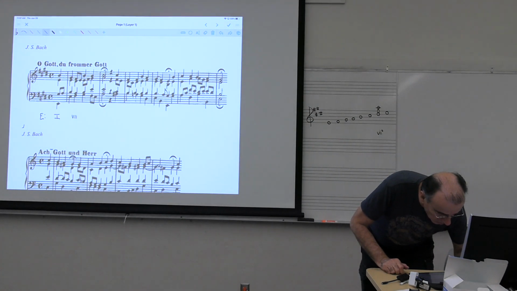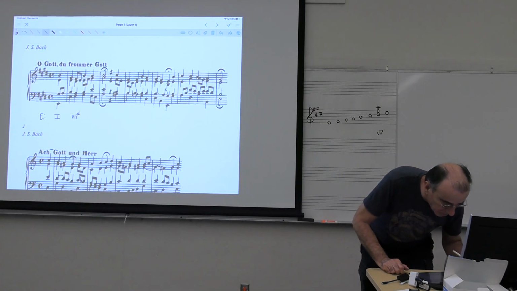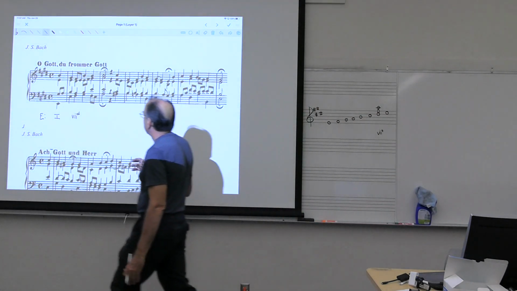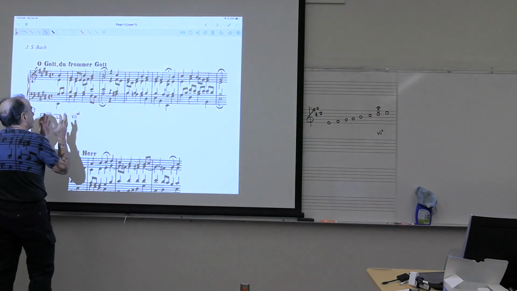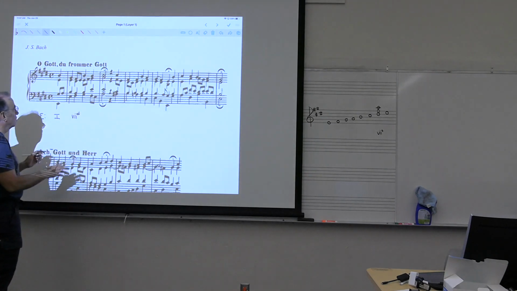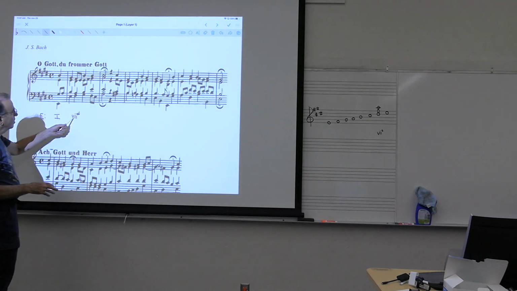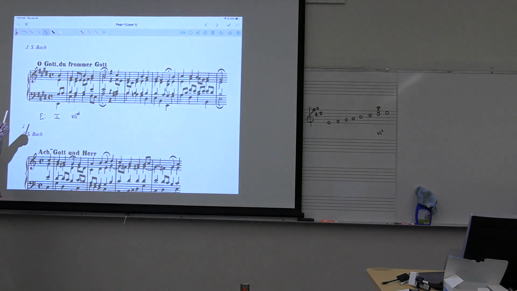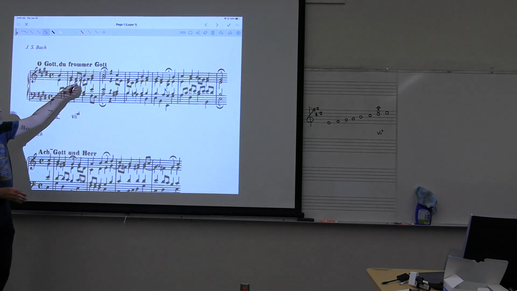So then this would be 7 diminished 6. And I'm sort of scrunching things in here, by the way, as you can see. It's always a problem with these Bach chorales. They're written so tightly, it's hard to do analysis. But this chord is a 7 diminished 6. And then what about this next chord?